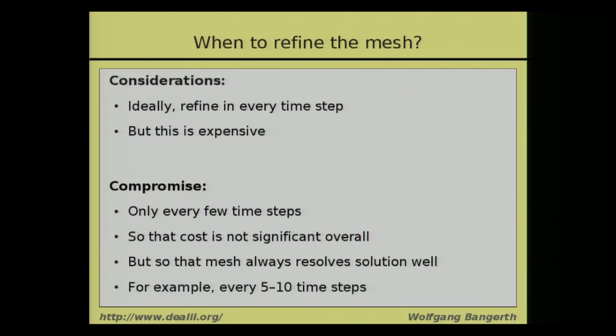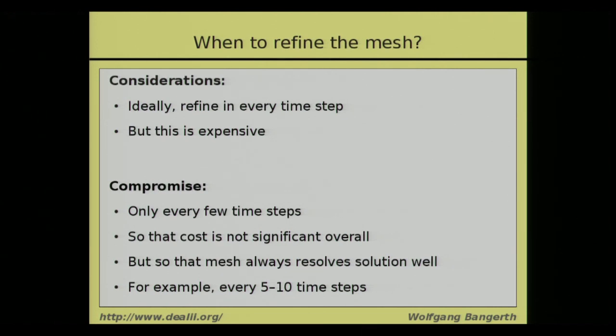Now, let me go through two other problems that you have to deal with. So the question is, when do I actually refine the mesh? Ideally, of course, you want to do this in every time step because the solution changes from time step to time step. But it turns out that mesh refinement is an expensive process, right? If you think, for example, of step 6, if you measure this a little bit, you will find that this whole mesh refinement process takes maybe a quarter or maybe a third of the overall runtime. So you don't want to do it in every time step.